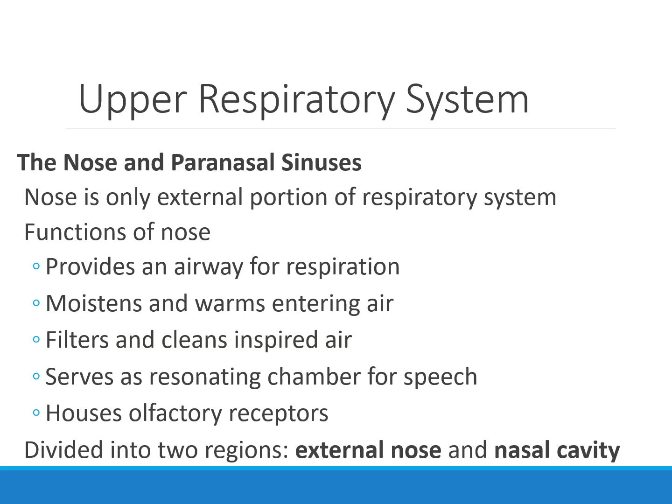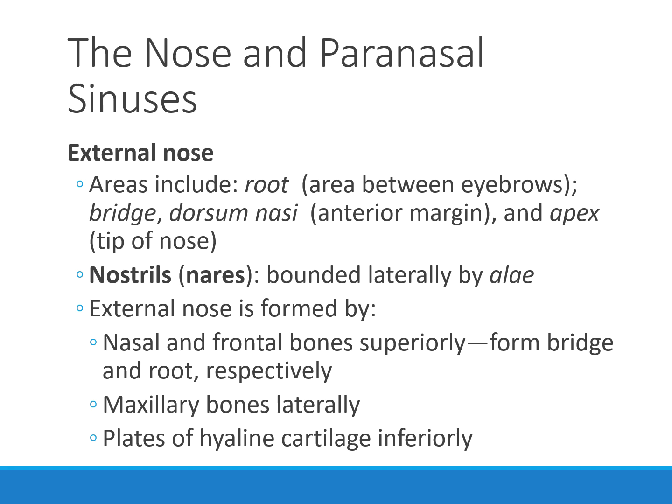The nose is divided into two regions, the external nose and the nasal cavity. The external nose has different areas. The root is the portion that is between your eyebrows, and then as it starts to jut out, that's referred to as the bridge. The dorsum nasi is the anterior margin, or the long part of your nose and down on the sides, and the apex is the tip of your nose.